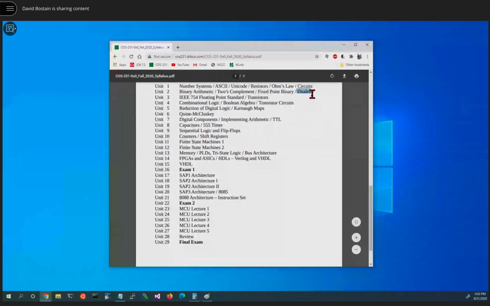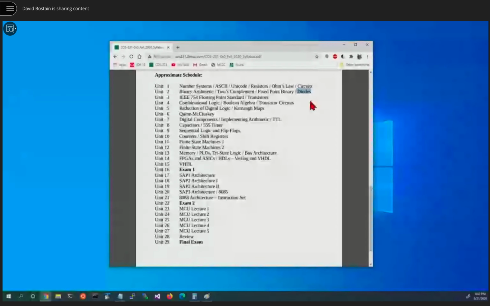Who remembers what the forward voltage drop across a diode is if I don't give you a number? Turn your mic on and tell me. 0.7. That's exactly right. 0.7 volts for a regular diode. Now, if it were a germanium diode, it would be 0.3 volts, but we're not going to deal with any of those. The other thing is that LEDs, light emitting diodes, what is the design VF for that guy? Somebody else answer.